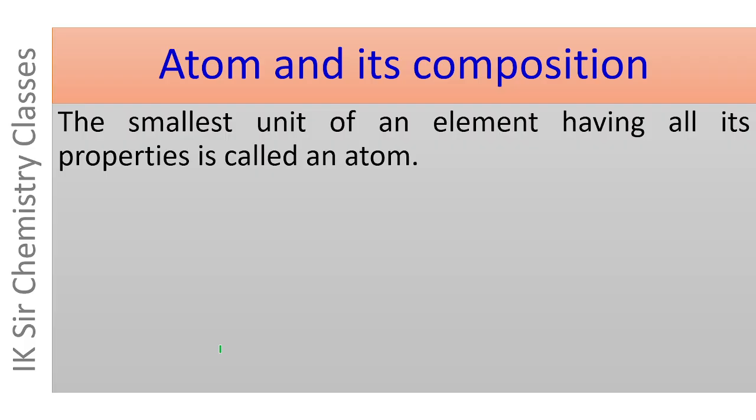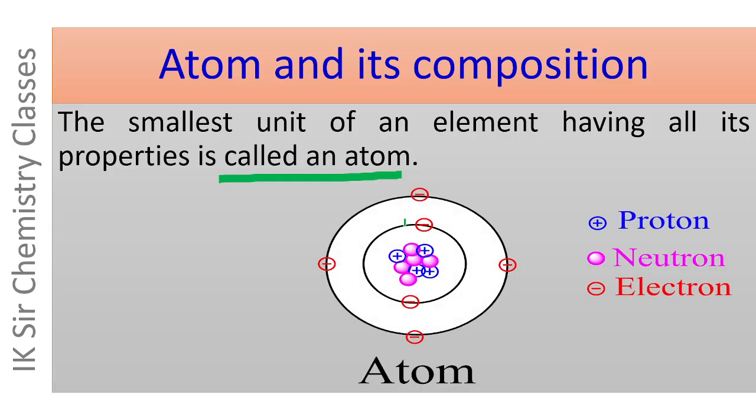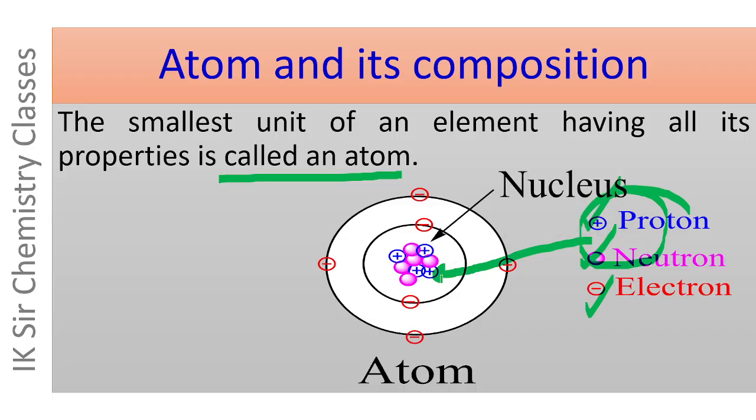The smallest unit of an element having all its properties is called an atom. Atom consists of three fundamental particles: positively charged protons, neutral neutrons, and negatively charged electrons. Proton and neutron are present at the center of atom, which is called nucleus. On the other hand, the negatively charged electrons revolve around the positively charged nucleus in the extranuclear region.